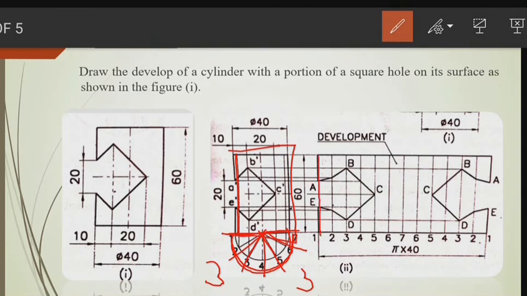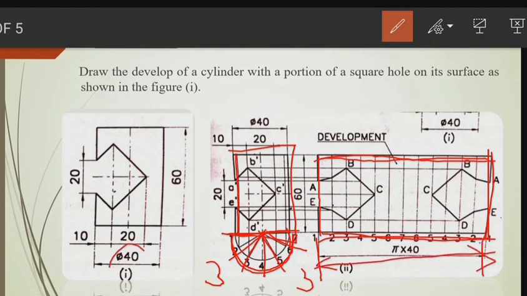So first you have to draw a rectangle, because you know that when a cylinder is cut by the side and opened, you will get a rectangular shape. What will be the length of the rectangle? It is pi into d. The diameter is given as 40, so you take pi into 40. So you will get the total length of this cylinder, or the length of this rectangle.